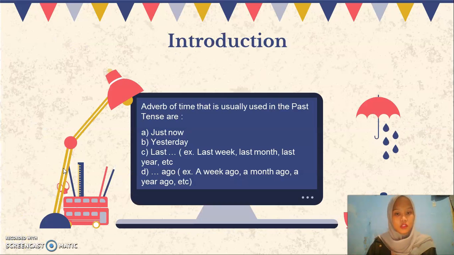Adverbs of time that are usually used in the past tense are, the first one, just now, the second one, yesterday, the third one, last. For example, last week, last month, last year, etc. And the fourth one is, something ago. For example, a week ago, a month ago, a year ago, etc.